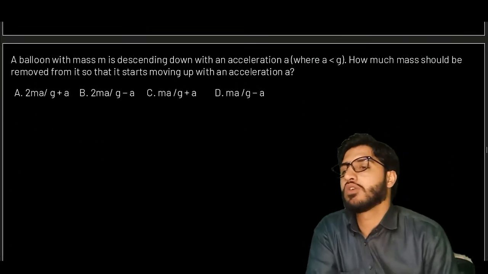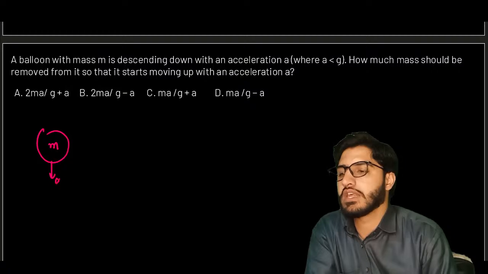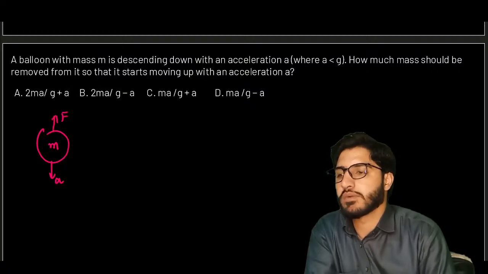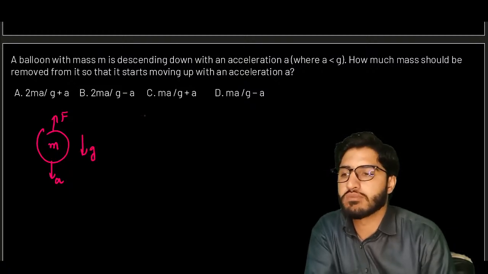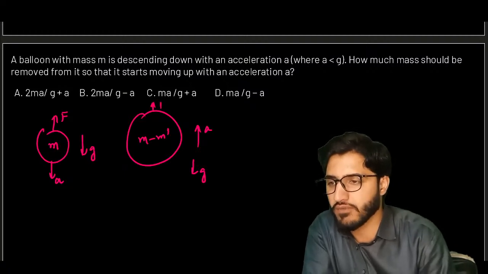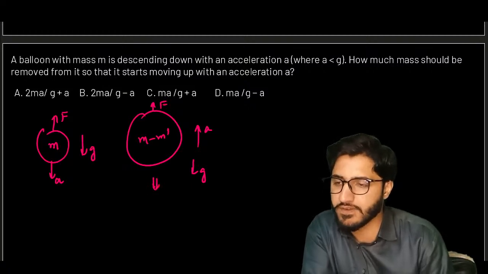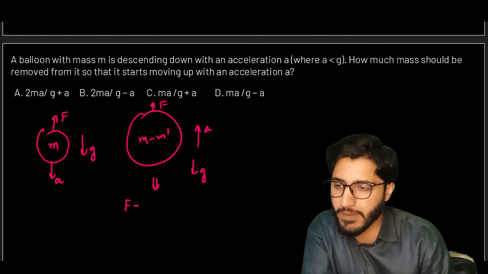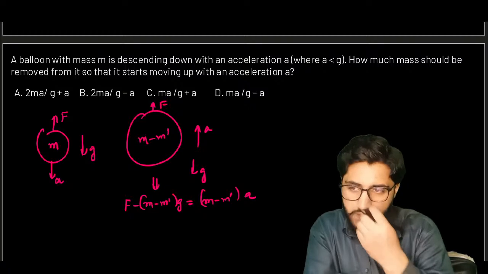Next one. A balloon with mass m is descending down with acceleration a. So force will be upwards, the thrust will be upwards, and g is downwards. How much mass should be removed? Let us suppose m dash. It will go up with a, then g. Same F will be upwards. Now, force F equals mg. So the equation will be F minus m dash g equals m into a. Clear? So I need to find out m dash.